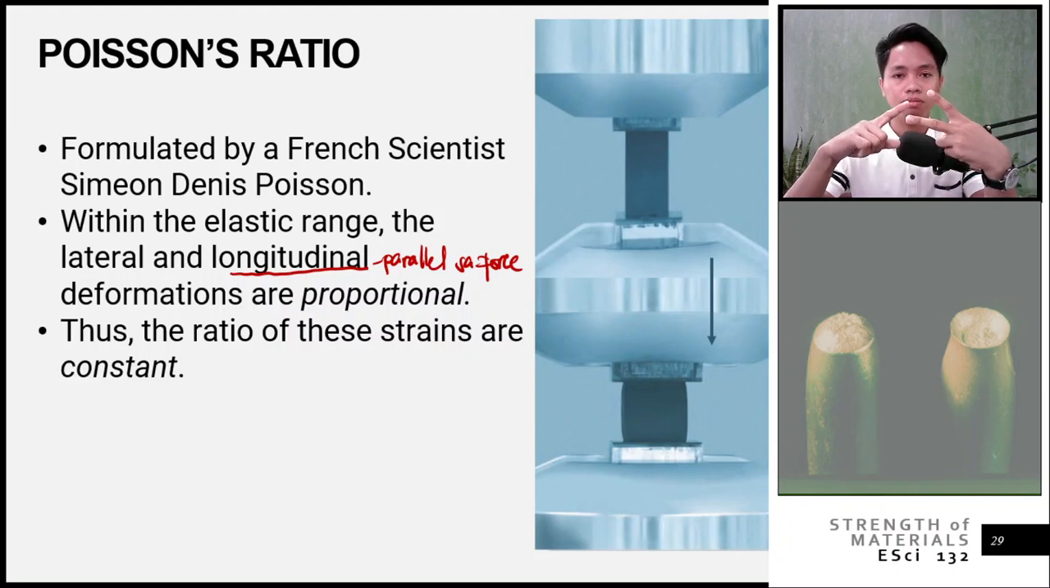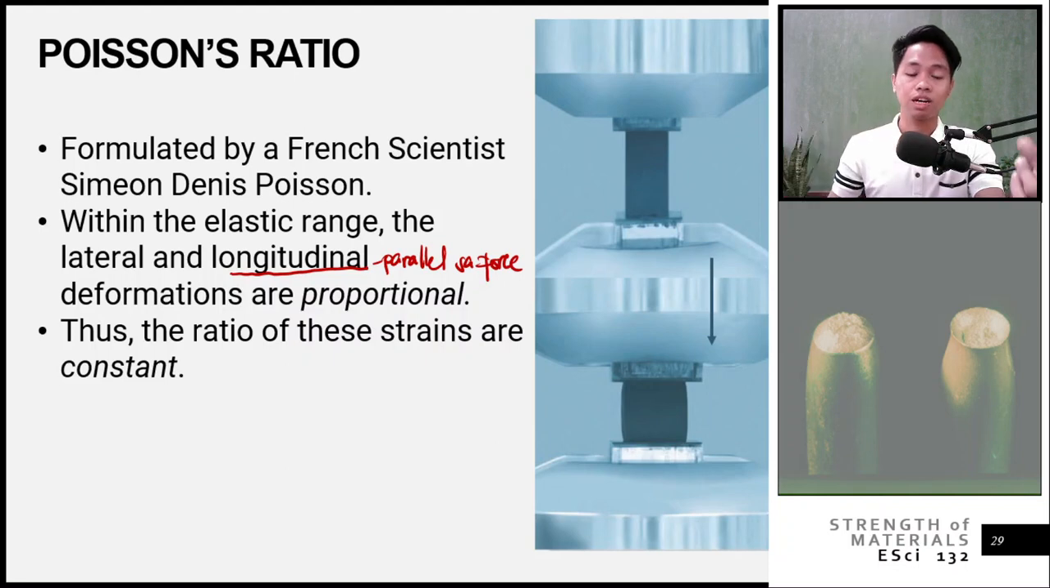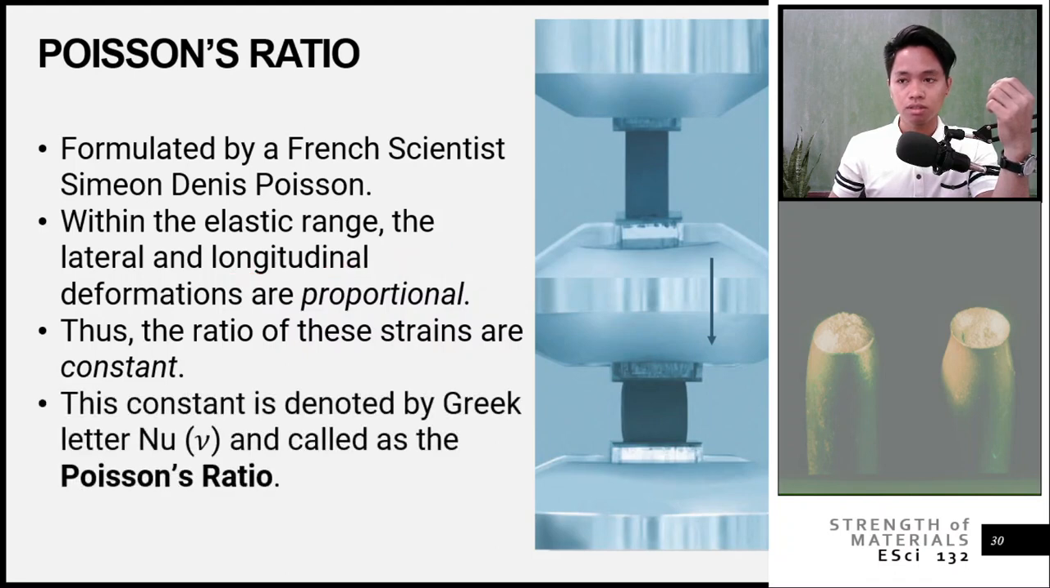Now, the deformations in both axes are proportional. So therefore, the strains of both are also constant, since strains are a function of deformation. Therefore, the ratio between the lateral and the longitudinal strains is constant. That constant is denoted by the Greek letter nu, which looks like a V, and that is called your Poisson's ratio.